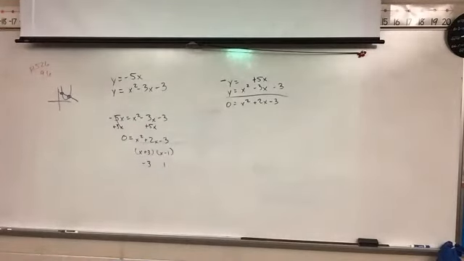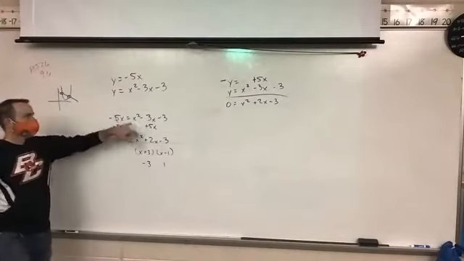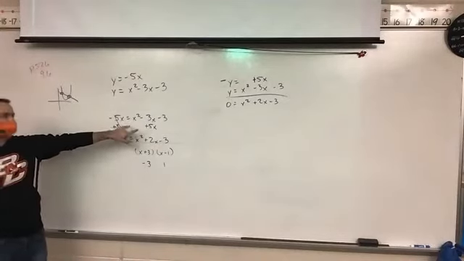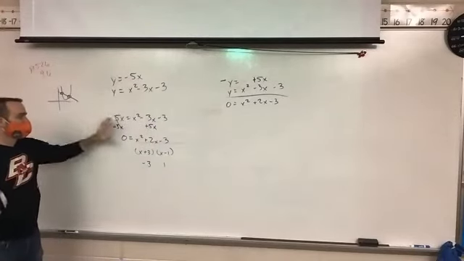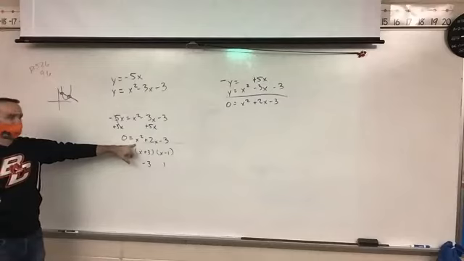Take a look. I showed both ways here, at least the start of them. This one's the substitution. I make the two equal to each other. I get everything over to one side, make it equal 0. I'm left with this.